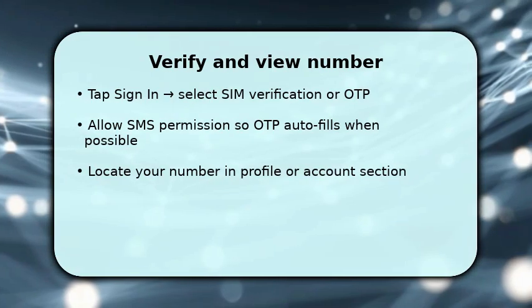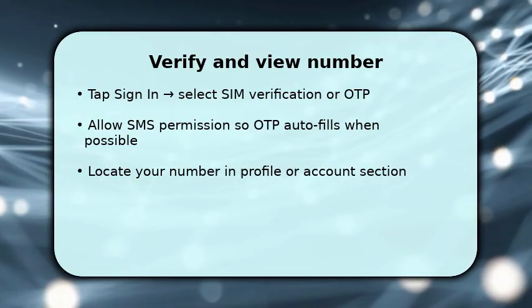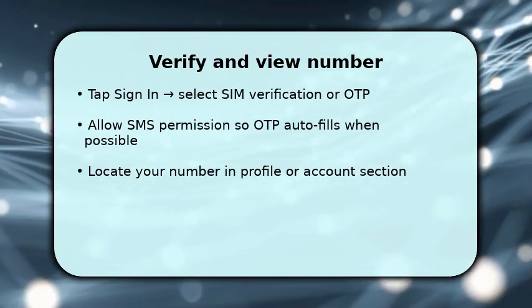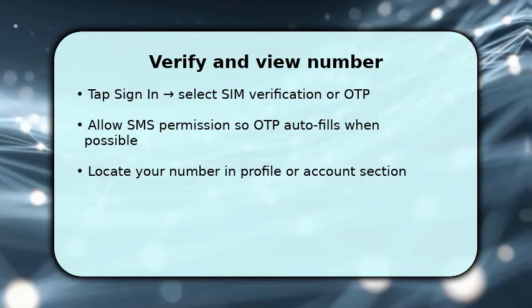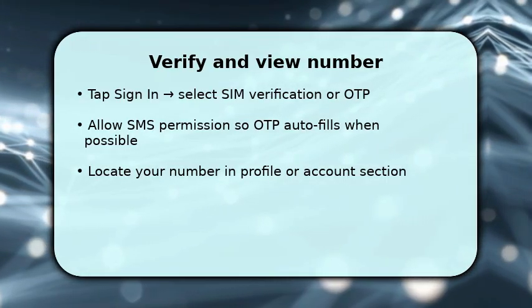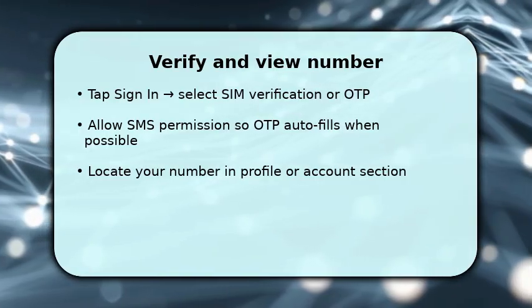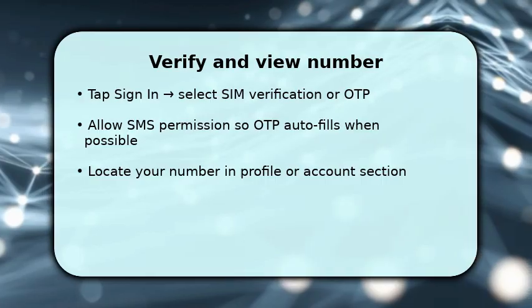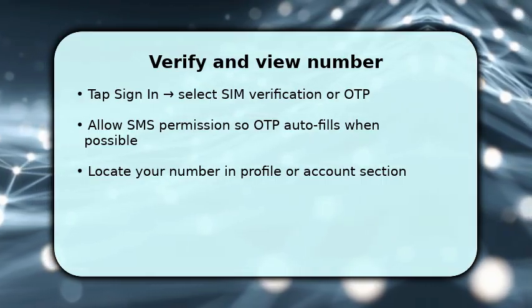You'll choose SIM verification or request an OTP from the My Geo sign in options. The app usually detects the Geo SIM automatically. When prompted, allow SMS permission so the OTP can autofill. If it doesn't, type the 4 or 6-digit code manually.